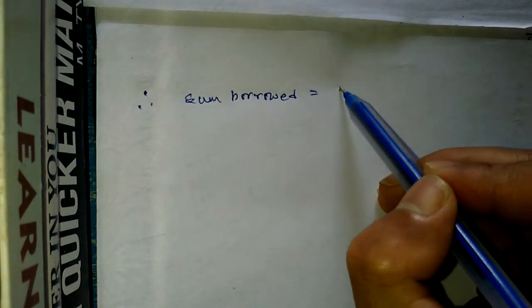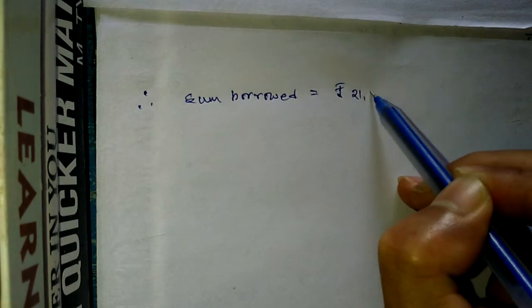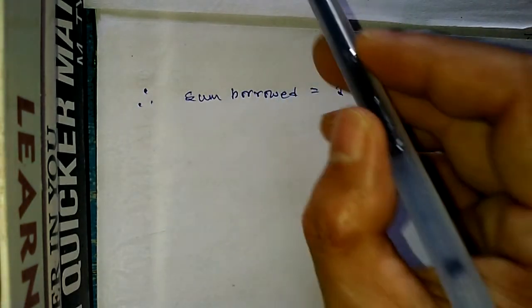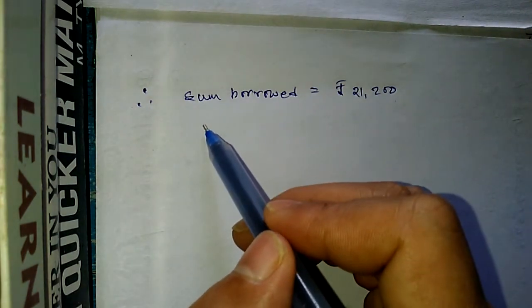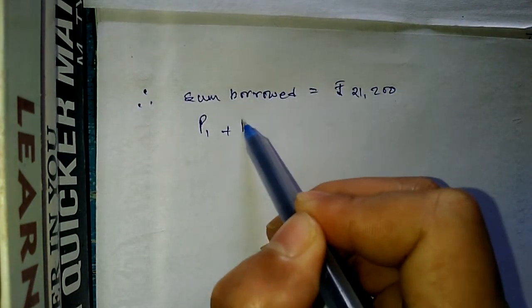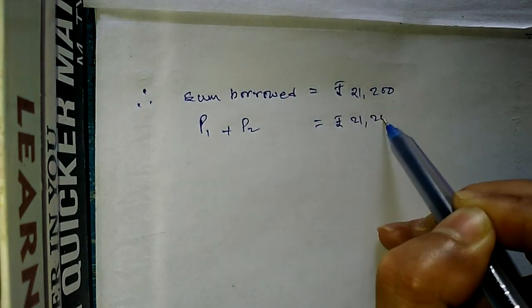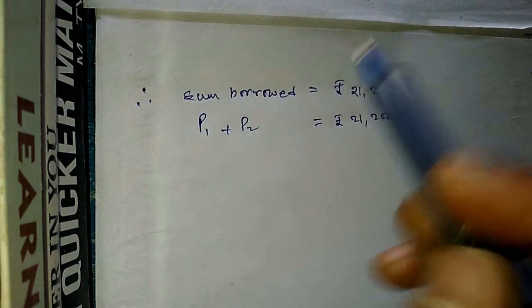21,200. This is our sum borrow. Then sum borrow is what? P1 plus P2 will be our sum borrow. P1 plus P2 equal to rupees 21,200. Then P1 and P2 is what? See, P1 is this one and P2 is this.